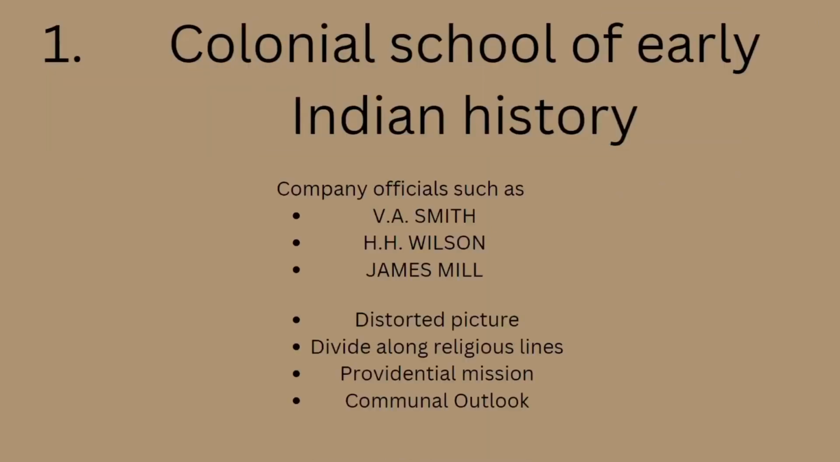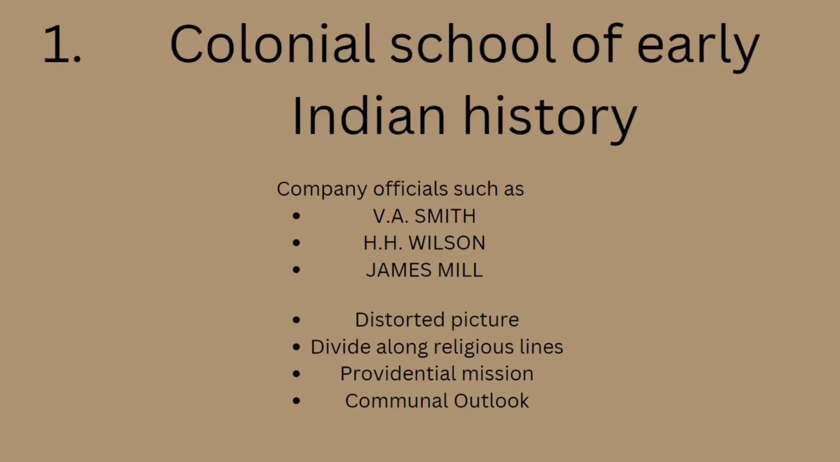This school emerged during opening decade of 19th century. The company official and Western scholars were associated with this school. They interpreted Indian history to suit the needs of British colonial rulers. Scholars like V.A. Smith, H.H. Wilson, James Mill were associated with this school. Colonial historian presented a distorted picture of early Indian history to justify the establishment of British rule.